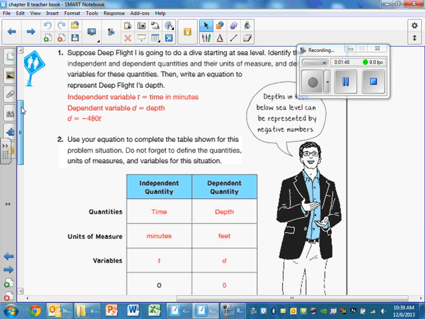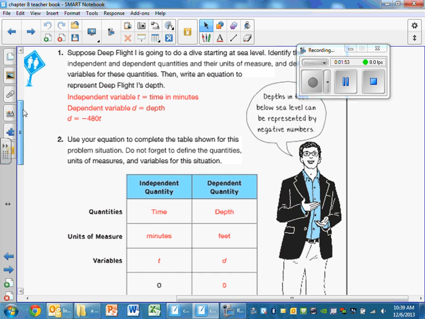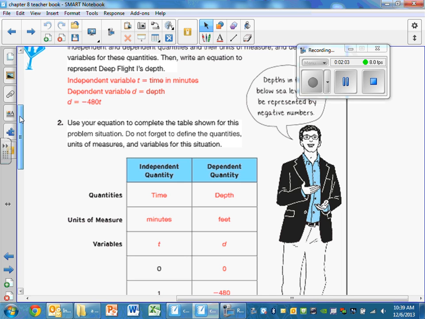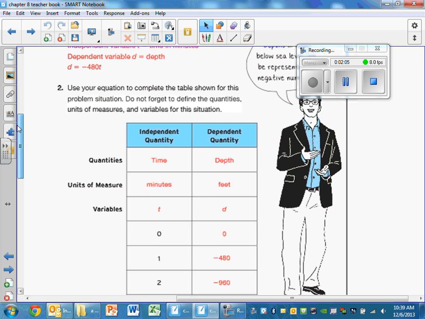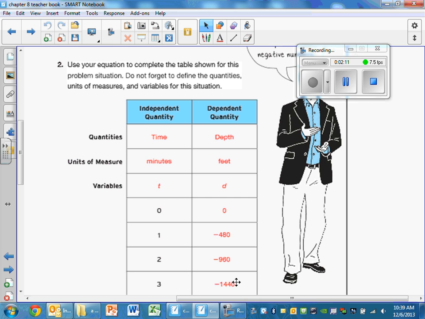So in the beginning, our lower bound, 0, 0 is the starting point. And then at 1, if I put a 1 in for T, it would be at negative 480 or down 480. Then 2 times 480 is 960. So it would be negative 960, and then if we go to 3, we just continuously add 480. Go ahead and finish this chart and press play when you're ready.